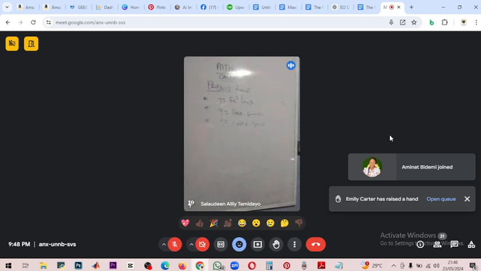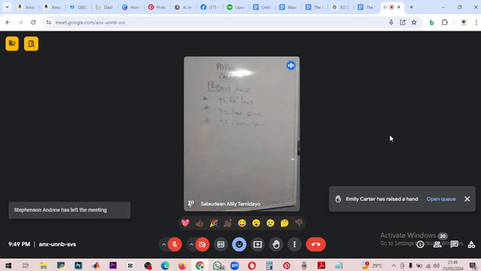Number 1, y equals 5x cubed ln x. 2, y equals ln x times sine x. 3, y equals cosec x times tan x. Please, you can do it and drop it in the group. Drop it in the group after trying it.